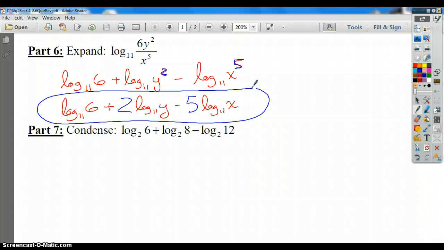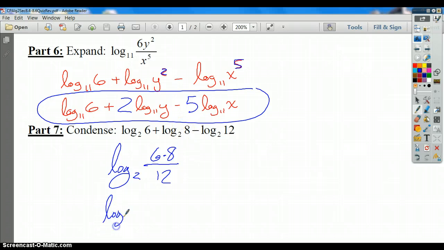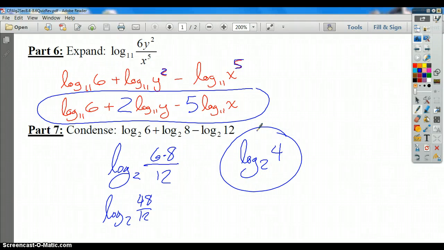All right, condensing down here, part 7. Everything's log base 2, so I can go ahead and write log base 2. I'm going to have 6 times 8 on top, minus this division by 12. I had no exponents because no numbers were in front of my log. Looks like this is going to divide evenly, actually, because I have 48 divided by 12. So log base 2 of 4. Big smile. They don't always work out so nicely.